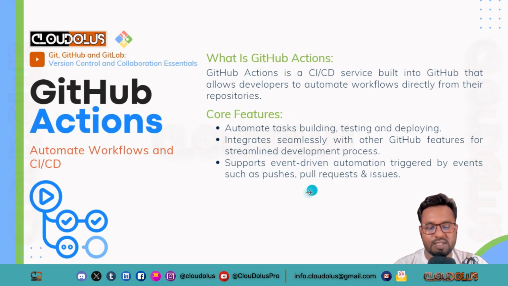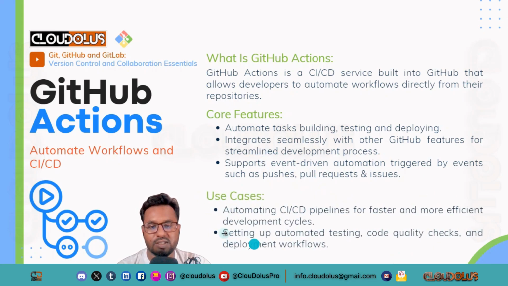where events such as pushes, pull requests, and also tag issues. So these are core features, and then we'll go for use cases, or definitely automated CI/CD pipelines for faster and more efficient development cycles, completed by using GitHub Actions, and setting up automated testing, code quality checks, and deployment workflow. So with your setup, you automate testing and checks of your code quality, also deployment workflow with automation.